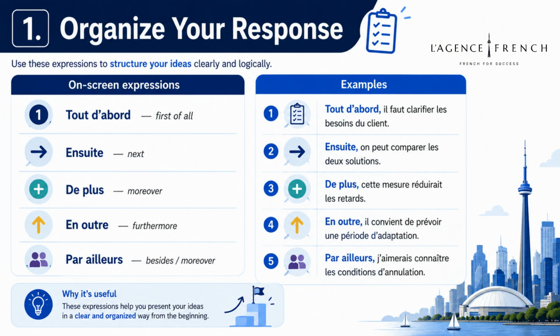Use tout d'abord pour introduire votre premier point. Then use ensuite pour passer à la prochaine idée. Pour ajouter un autre argument, vous pouvez utiliser de plus, en outre ou par ailleurs. Par exemple, tout d'abord, il faut clarifier les besoins du client. Ensuite, on peut comparer les deux solutions. De plus, cette mesure réduirait les retards. Ces expressions facilitent la compréhension.